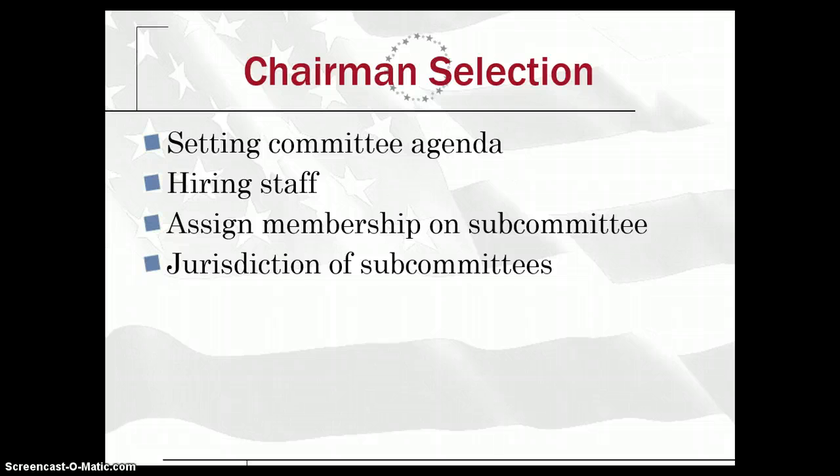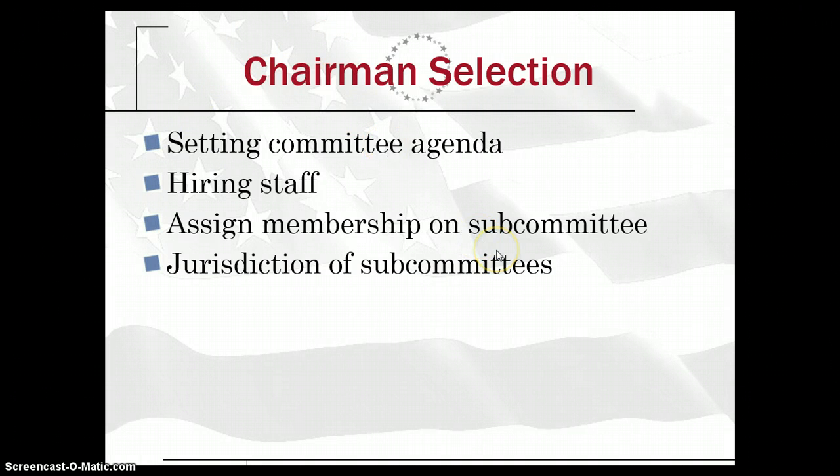And this is reiterating what I was just saying on a prior slide, that they set the committee agenda, they hire the staff, they assign membership on the subcommittees, and they have rule and jurisdiction over the subcommittee. So being the chairperson has a great deal of power and influence.